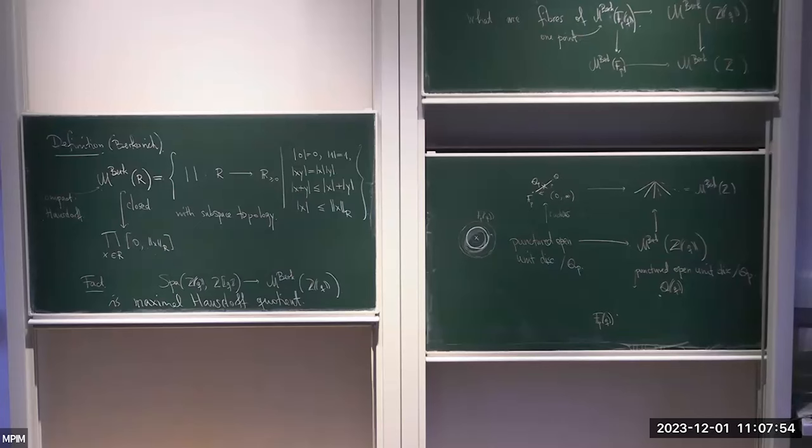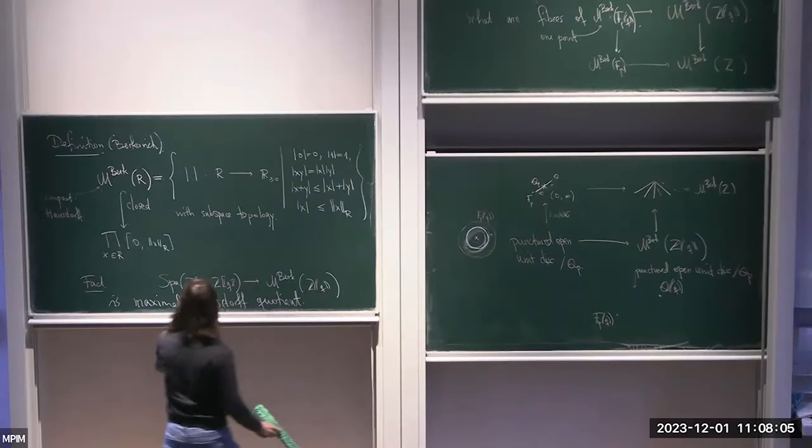So you mentioned this fact that this map is a maximal Hausdorff quotient. Is this special for this ring? No, it's for any Tate Huber ring. Tate Huber ring. Okay.